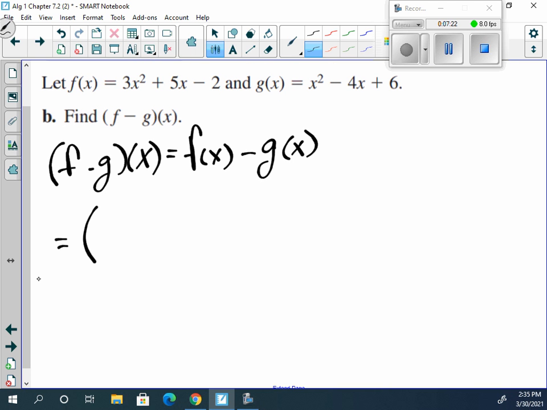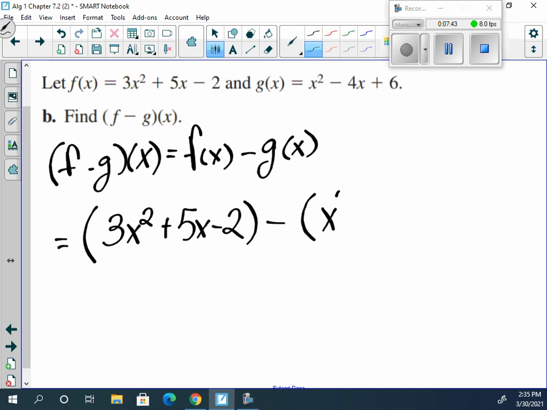Now, because we're talking about subtraction, I will use parentheses because, again, with our negative coming in with subtraction, it's going to change signs. Now, f of x in our case is 3x squared plus 5x minus 2, minus, well, g of x is x squared minus 4x plus 6. Any questions on this thus far? Okay?